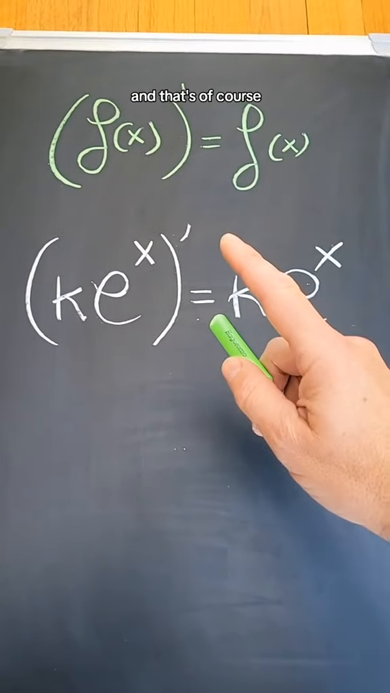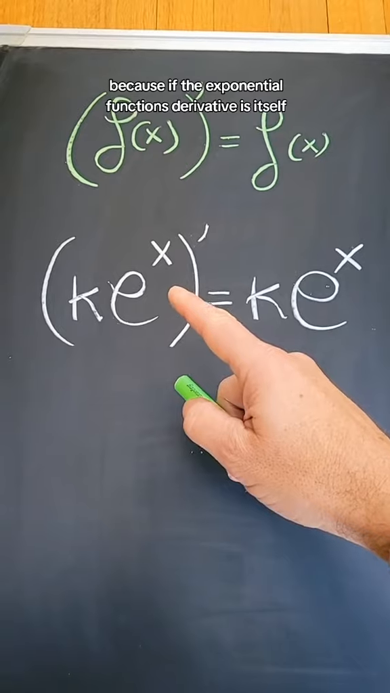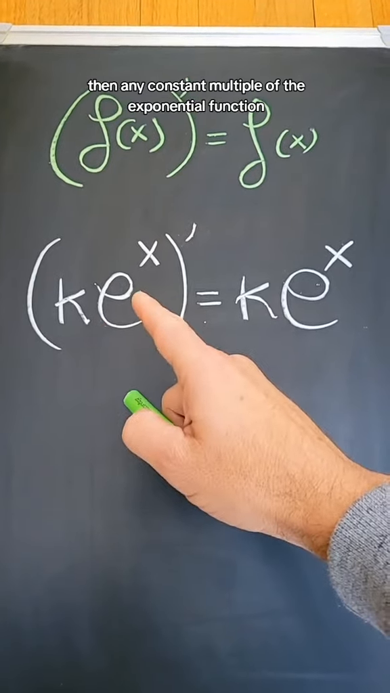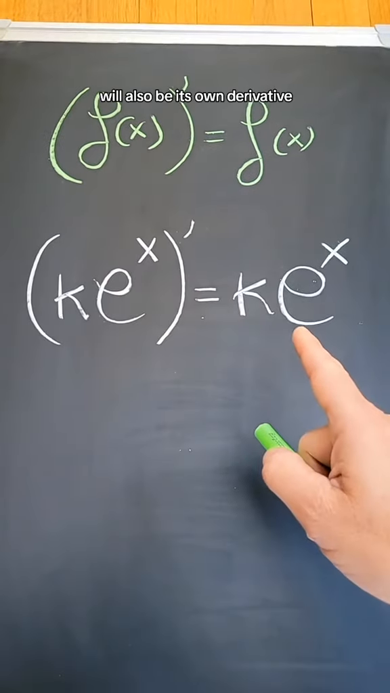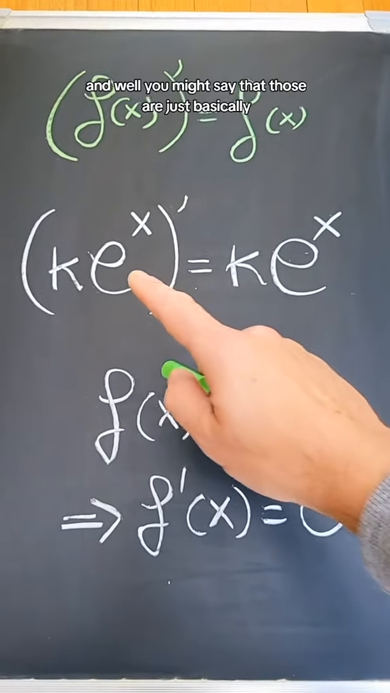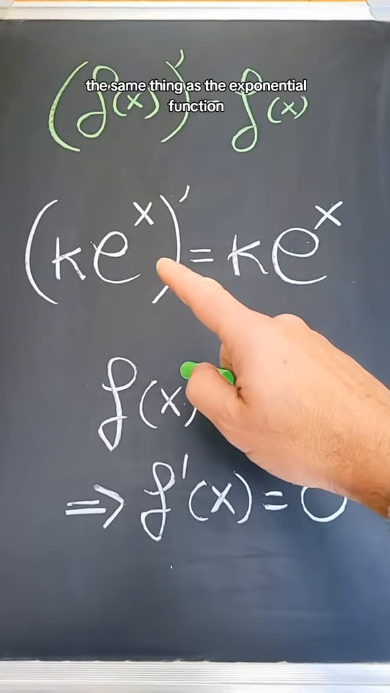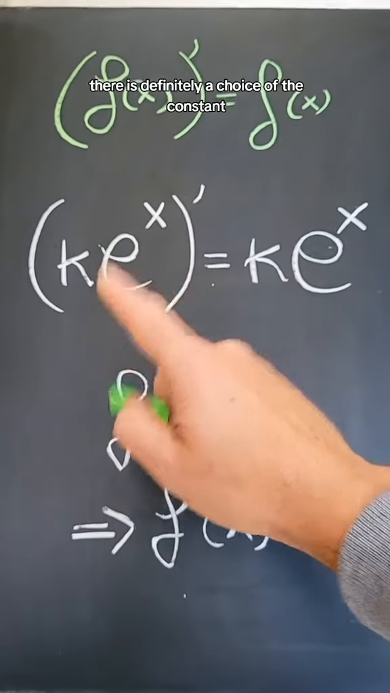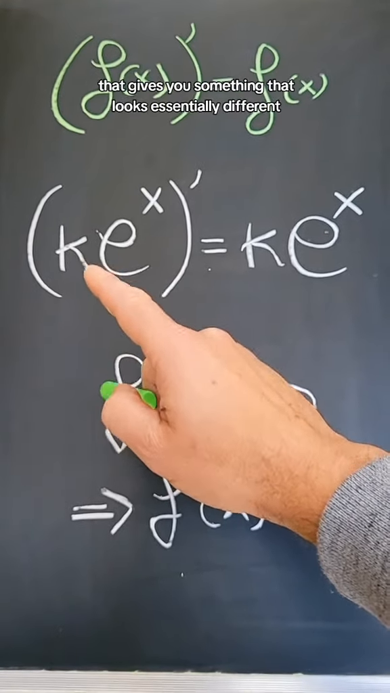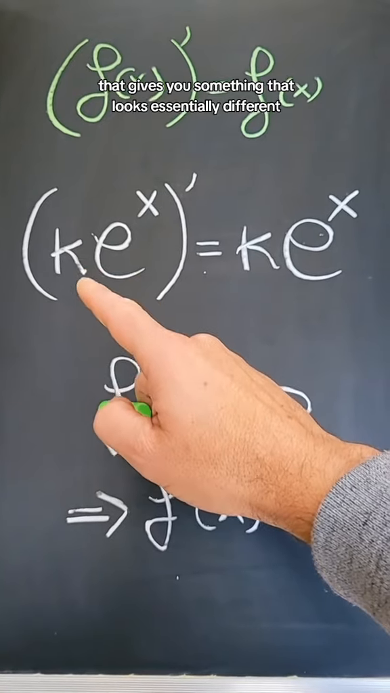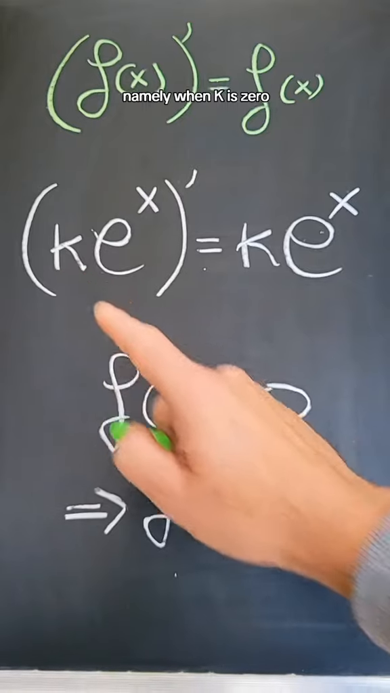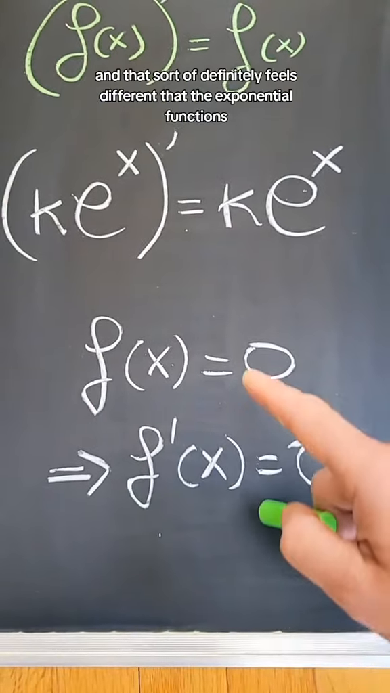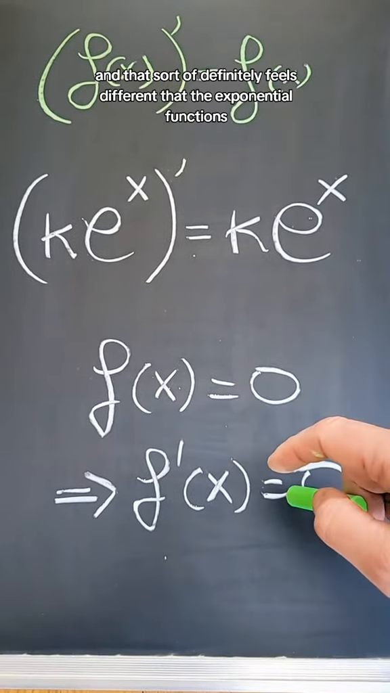And that's of course because if the exponential function's derivative is itself, then any constant multiple of the exponential function will also be its own derivative. And well, you might say that those are just basically the same thing as the exponential function. And while you might be right, there is definitely a choice of the constant that gives you something that looks essentially different. Namely, when k is 0, you get that the 0 function is its own derivative. And that sort of definitely feels different than the exponential functions.